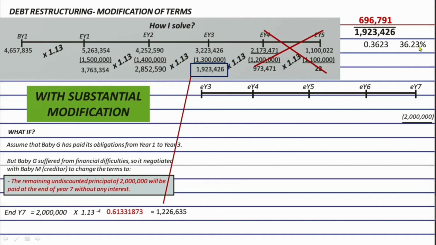36.23%. Meaning, the difference is 36.23% of the old liability. Which brings us to the conclusion that there is actually substantial modification. Because again, the difference is more than 10% of the old liability. Okay? Now, the question is, what happens next? So stay tuned.